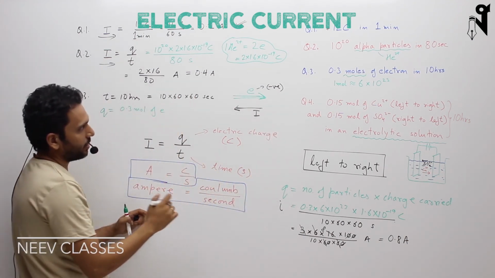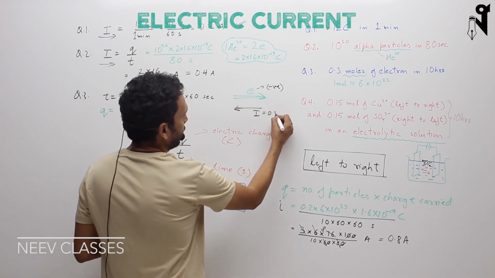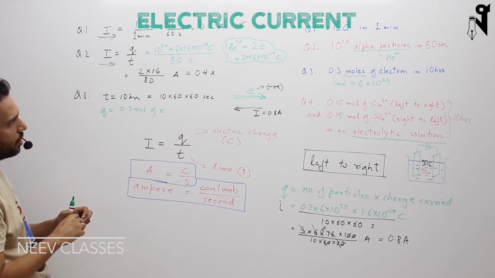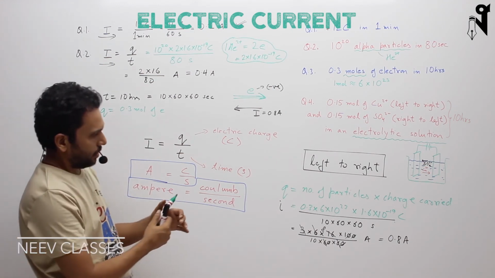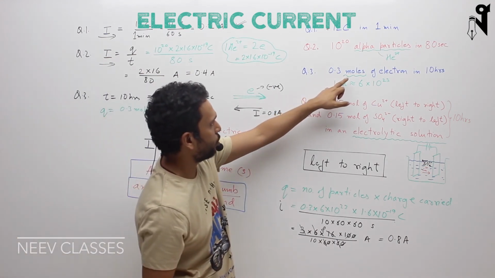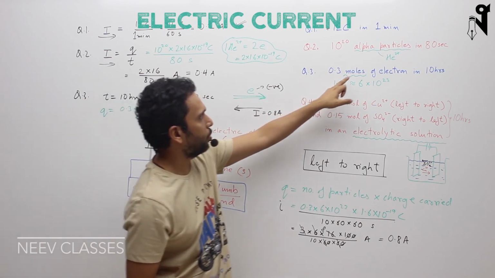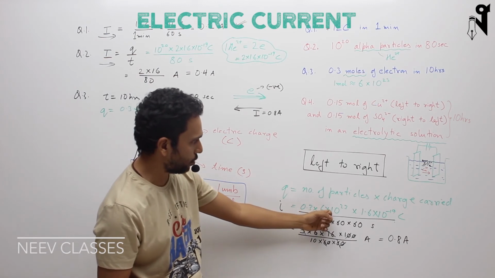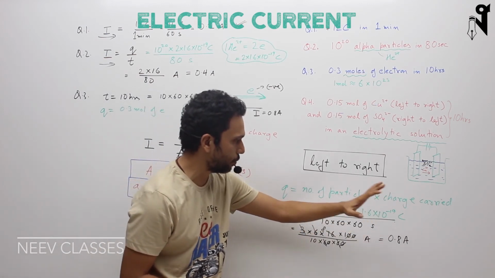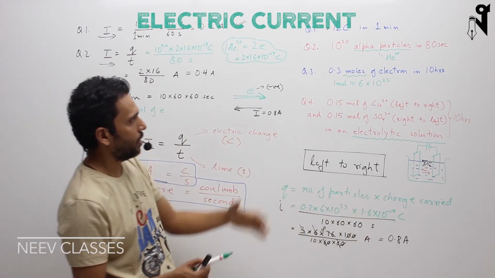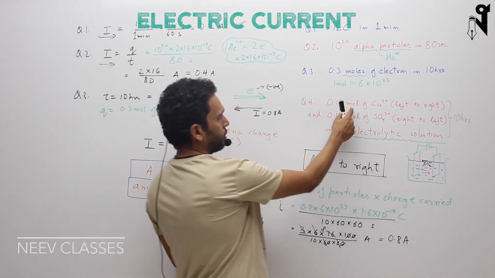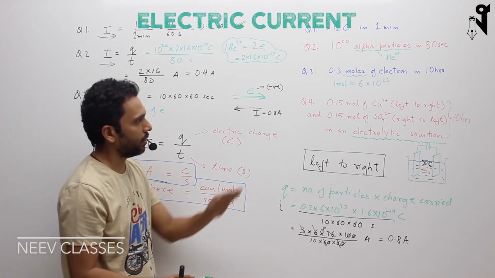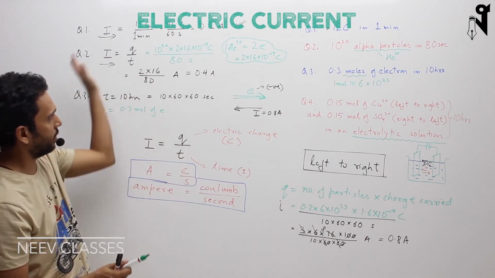So here the answer is 0.8 amperes from right to left. That's your third answer. Those who are stuck with how to convert 0.3 moles of electrons into how much effective charge it is, which is 0.3 into 6 into 10 power 23 into 1.6 into 10 power minus 19, that's the effective charge, may now try this if they have got it wrong. You can pause the video and then come back to that. In the meanwhile, I'll just clear the board.